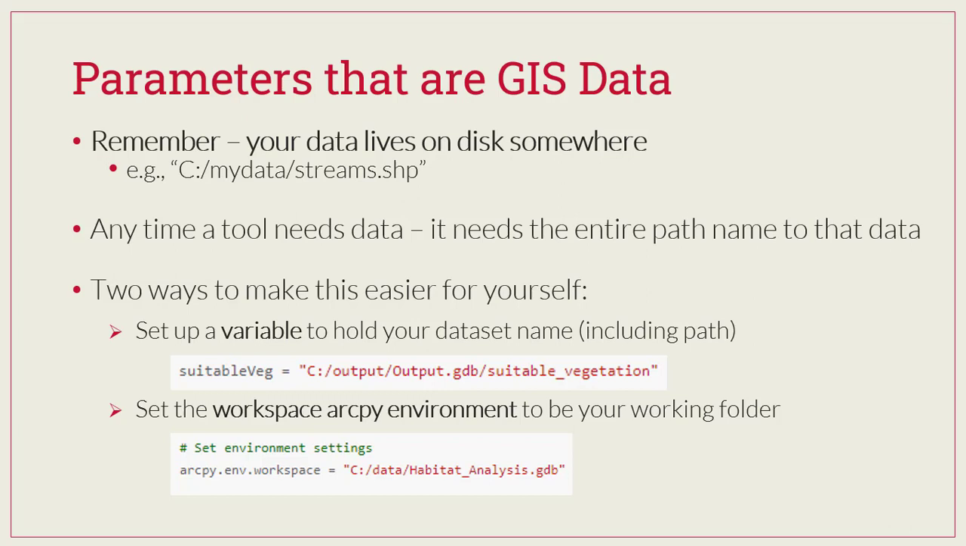Number one is just to set up a variable to hold your data set name, including the path. So here's an example where we're setting up the variable suitable veg to be equal to a geodatabase feature class called suitable vegetation. That way, every time we put this data set into a tool, we don't have to type that big long red string, right? All we have to do is type suitable veg because it holds that text string.